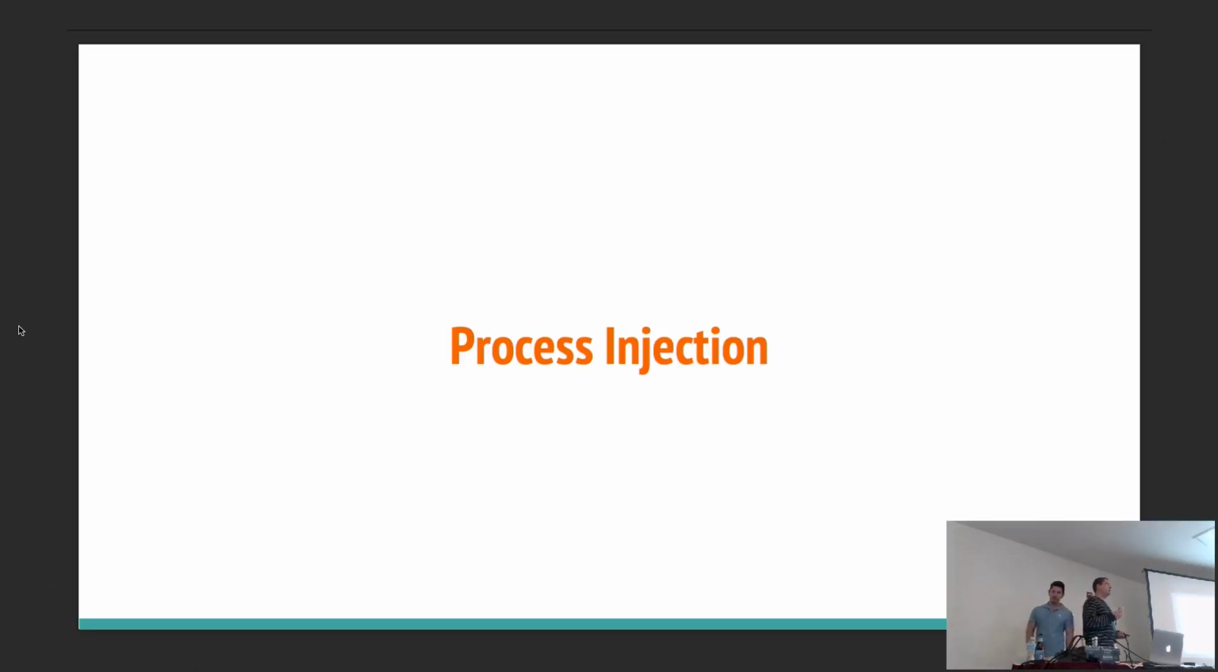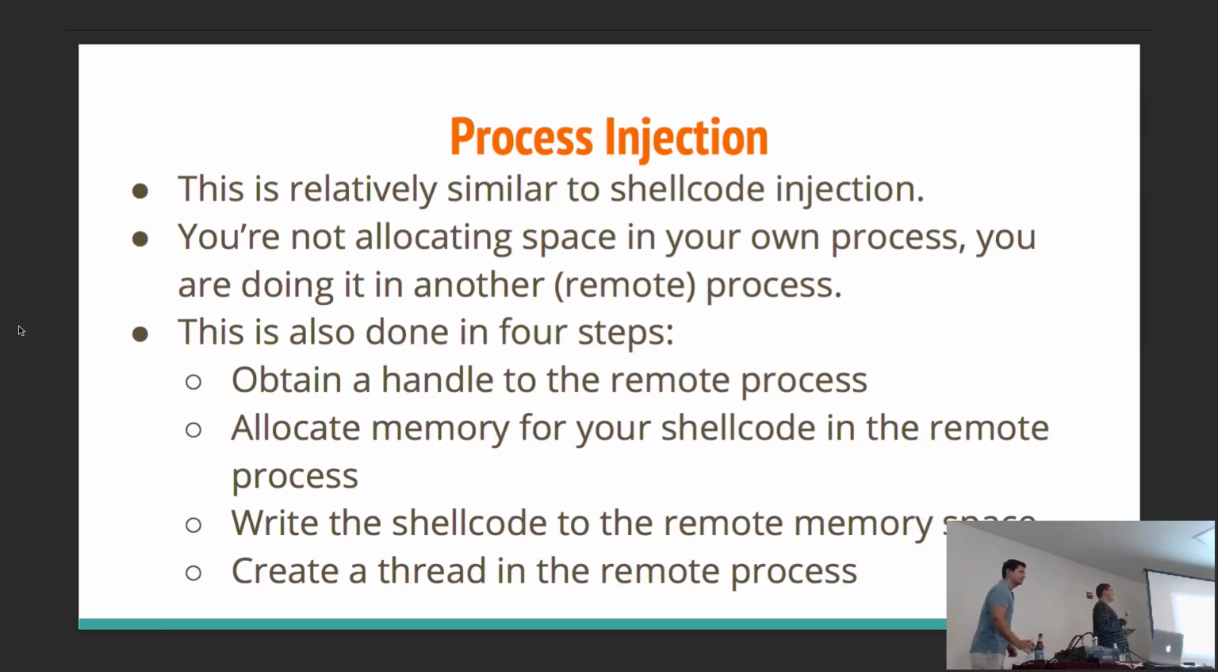All right, next up is process injection. This is going to be pretty similar to shellcode injection, except the main difference is you're not allocating memory in the process that you're currently running. It's in a remote process. So let's say I'm in chris.exe and I want to inject into putty.exe. You're able to do that as long as it's running at the same permission level, versus you're a low-level user and that's administratively run. This is also done in 4 steps: you're obtaining a handle to the remote process that you want to inject into, allocating memory in that process, writing the shellcode to it, and then creating a thread within it.